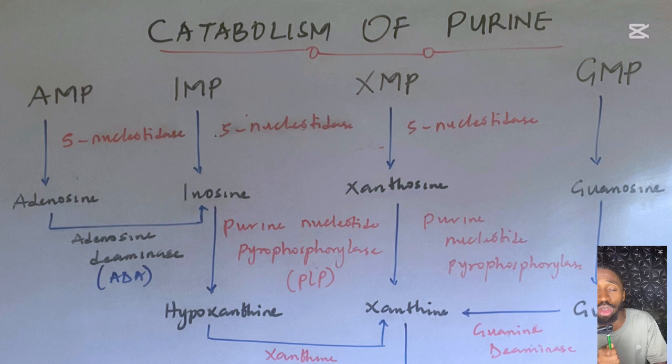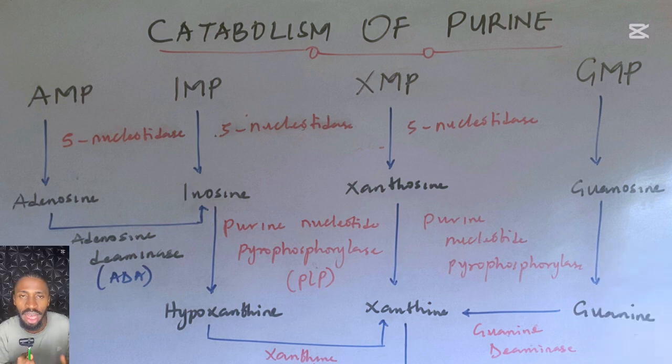Now what is the next thing we'll do? Adenosine is converted to inosine by adenosine deaminase. Inosine is converted to hypoxanthine by purine nucleoside phosphorylase. Xanthosine is converted to xanthine by the same enzyme, and guanosine is converted to guanine by the same enzyme.